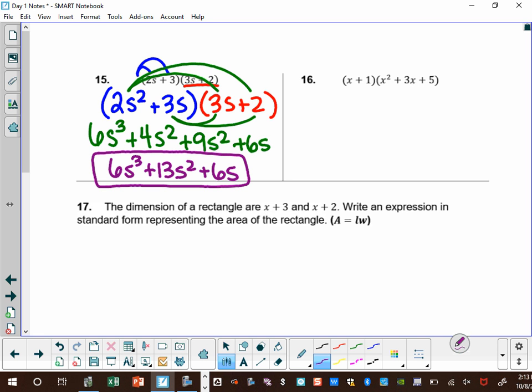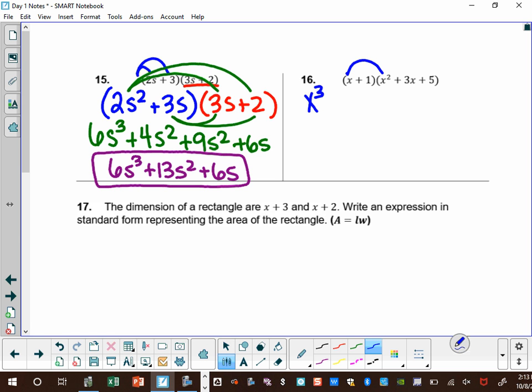All right, I'm going to show you guys how I want to do number 16. Once again, I'm going to double distribute. So x times x squared gives me how many x's? x cubed. Okay, just be careful that you're writing x cubed, not 3x, right? Did you write x cubed? Oh, x to 3. Yeah.